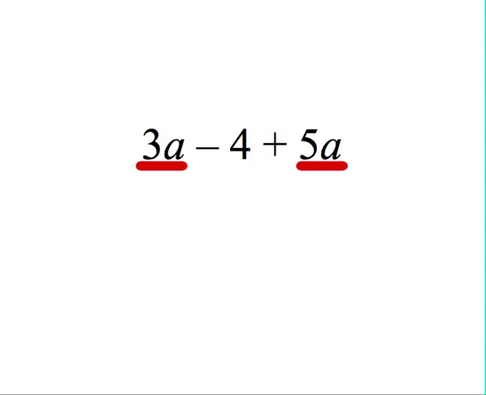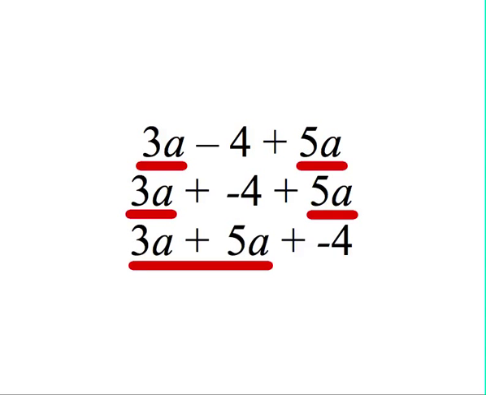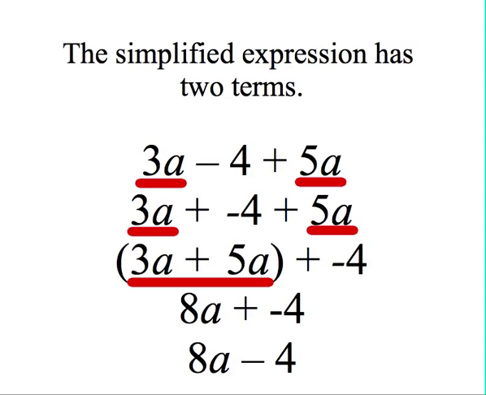Here's a more formal way to show it. We apply the definition of subtraction. We do that because we're going to use the commutative property, and the commutative property does not apply to subtraction. So now that we've rewritten it as an all-addition problem, the commutative property allows us to reverse the 5a and the negative 4. And then the associative property allows us to group the 3a and the 5a to get 8a plus negative 4, but it's often changed back to 8a take away 4.